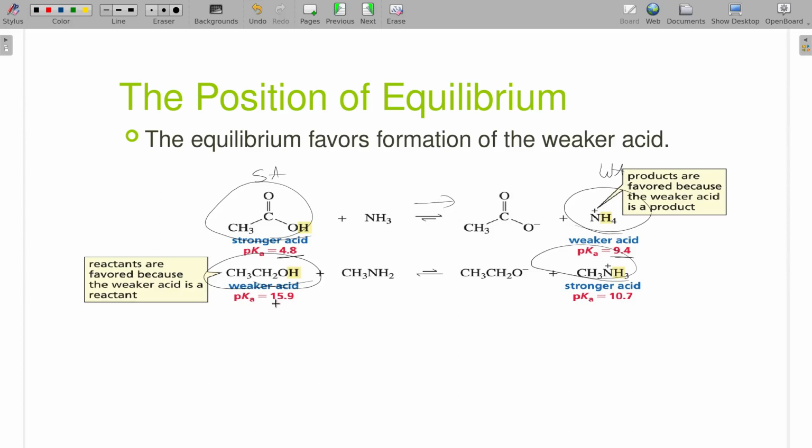On my second one, we know alcohols have a pKa around 15, and protonated amines have a pKa around 10. 10 is smaller than 15, so strong acid, weak acid. The arrow is going to go away from the strong.